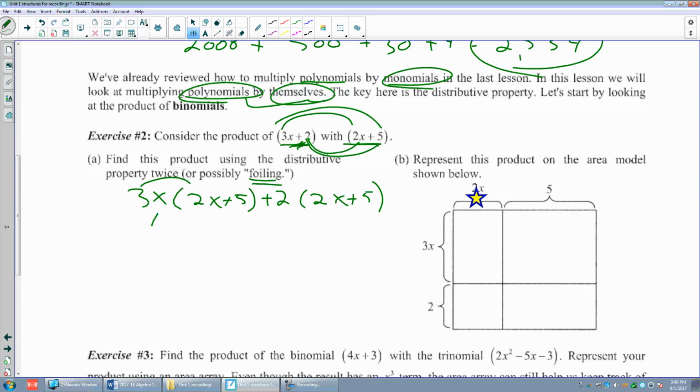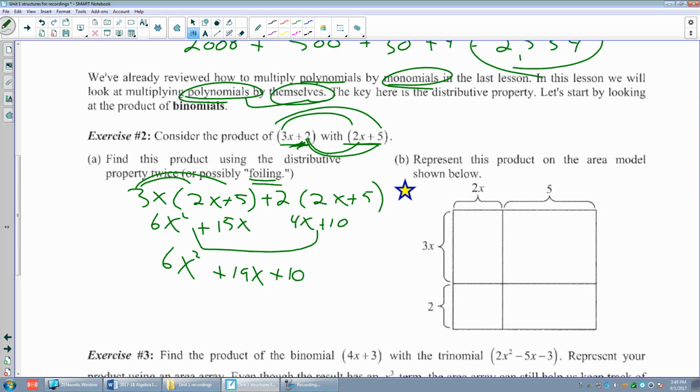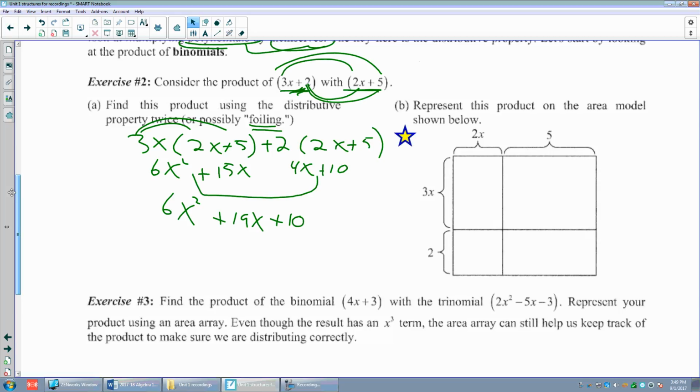So that is 6x squared. That is 15x. Let me rewrite that. I know there's a lot to cover, so I'm trying to make this within 10 minutes. Then when we do this one over here, it's 2 times 2x is 4x. 2 times 5 is 10. Combine like terms. If you did it right, it's just the diagonal centers. 6x squared plus 19x plus 10. By the way, these have to be in standard form to have that happen. Just combine the centers.